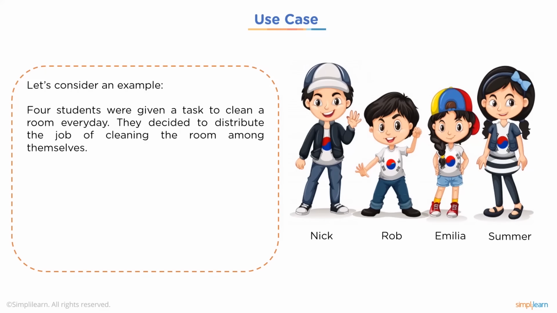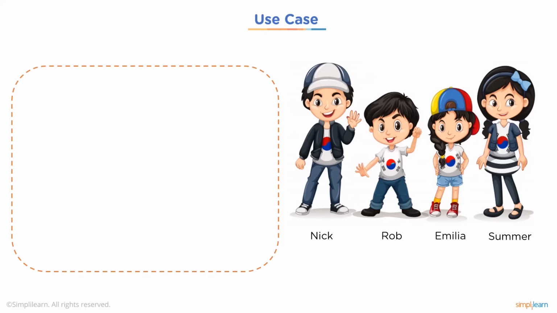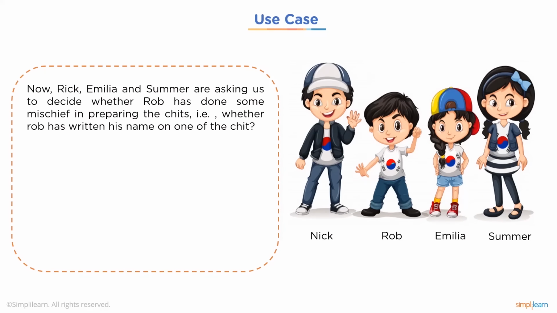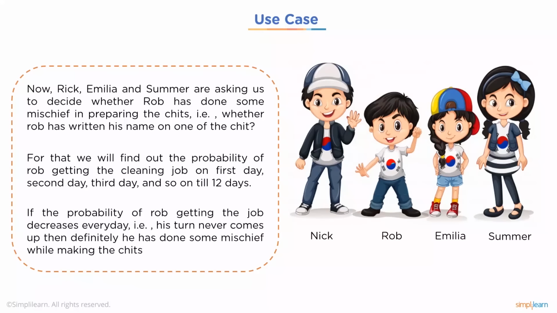We have 4 students who were given a task to clean a room every day. Sounds like working with my kids. They decided to distribute the job of cleaning the room among themselves. They did so by making 4 chits with their names on them, and the name that gets picked has to do the cleaning for that day. Rob took the opportunity to make the chits and wrote everyone's name on them. So here are our 4 people: Nick, Rob, Imlia, and Summer. Now, Nick, Imlia, and Summer are asking us to decide whether Rob has done some mischief in preparing the chits, i.e., whether Rob has written his name on more than one chit.